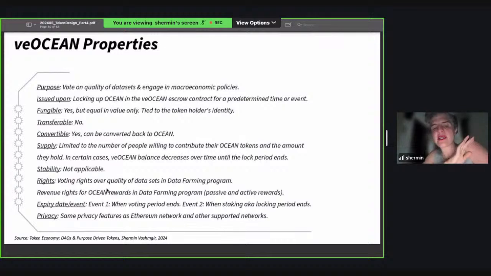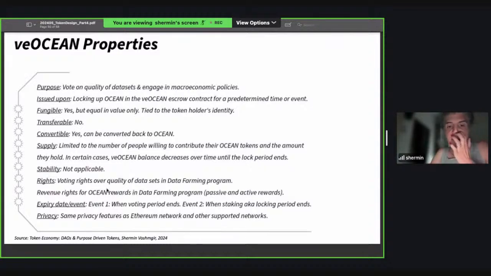This is why I always get confused, because two things are mixed up. Voting is mixed up with earning money. This is a design principle that some protocols do. I'm not a big fan of it, but this is my personal opinion.